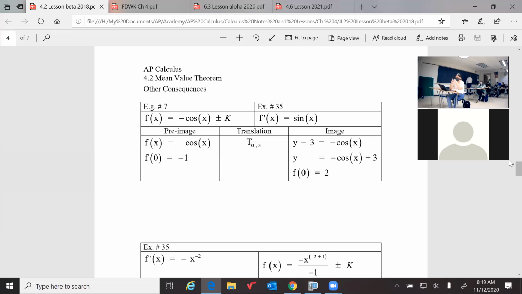Here's the point. F of 0 equals negative 1. The opposite of the cosine graph. And they're telling you that the parent graph they're looking for goes to the point 0, 2. No big deal. We just have to move the graph up 3. To move it up 3, we slide it 0 right or left, up 3, by doing the opposite to y. Y take away 3 equals negative cosine x. Done.